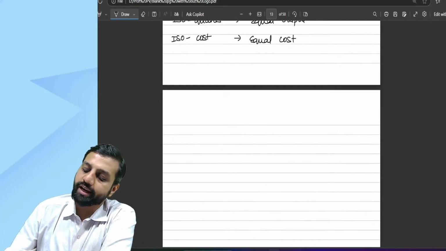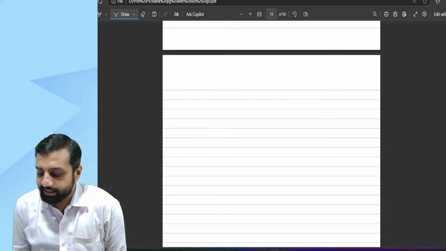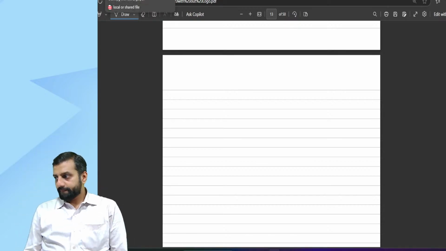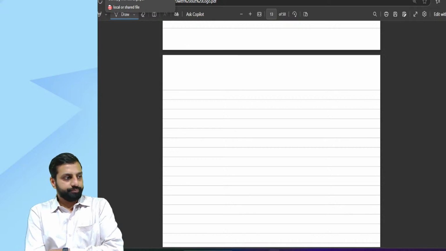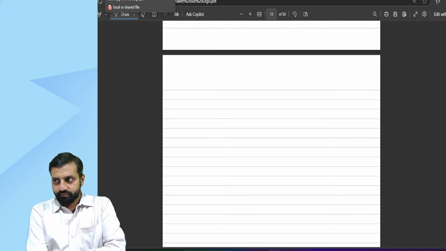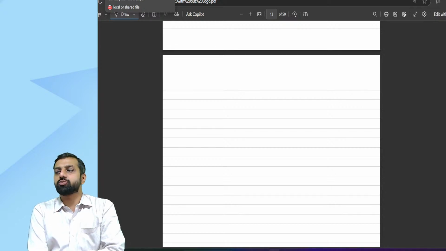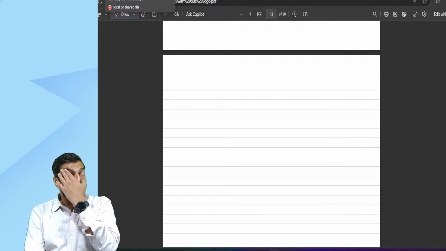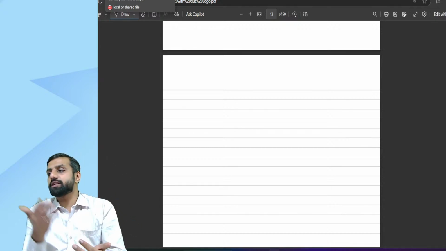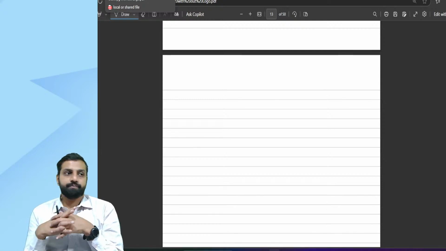Clear with that, Surya? Anything else in theory of production in which you have a doubt, question, or a query? Iso cost is the budget line. Absolutely correct, Surya. The way we studied consumer equilibrium, here we study producer's equilibrium.